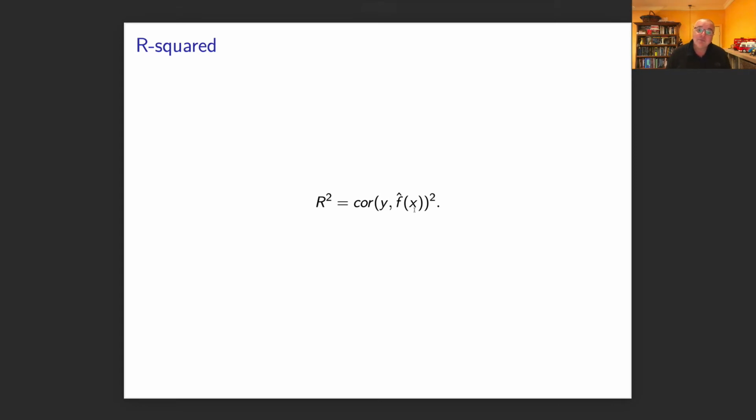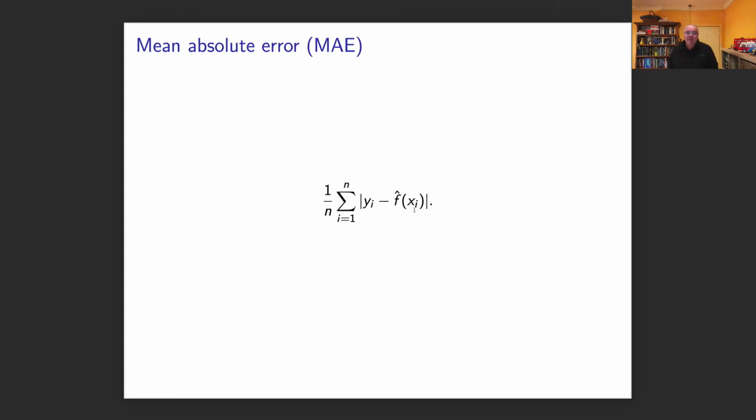The next one you can do is, instead of doing square terms, you could use absolute values. So you can think about this as your L1 norm, if you've done pure maths. You've got observed minus fitted, we take the absolute value and we take the mean of that. And this is called the MAE, or the mean absolute error.